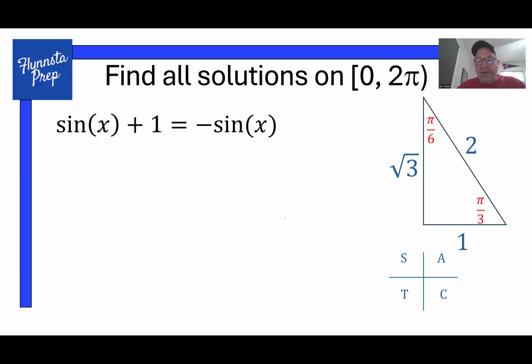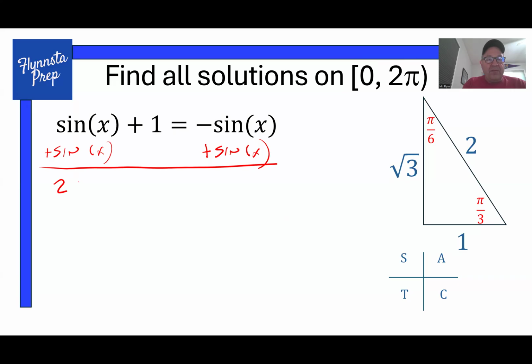And one last one to take a look at is this. We've got a variable on both sides. So we will just go ahead and add the sine of x to both sides. And that gives us this. And if we go ahead and solve for sine, we get -1/2. We're like, okay, when does sine equal -1/2?